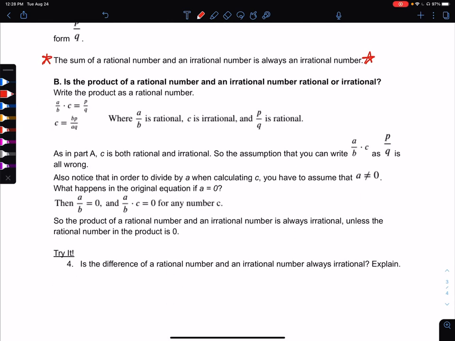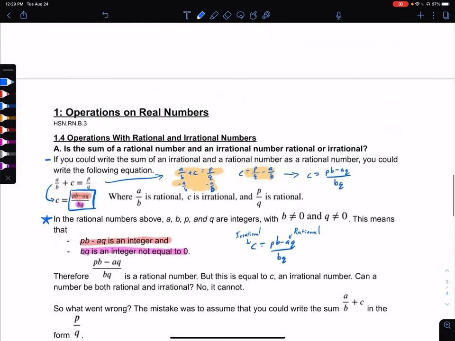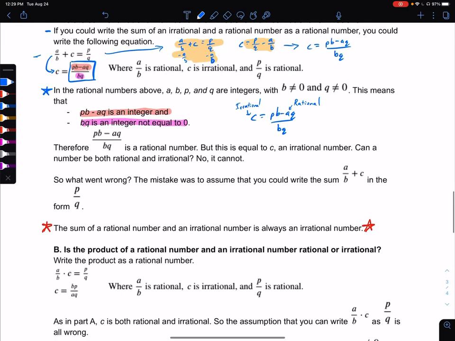Part B is the product of a rational number and an irrational number, rational or irrational. This is quite like what we just did in example 3 and then in part 4a. So is the product of a rational number and an irrational number rational or irrational? So we're going to write the product as a rational number, which is what we did before, right? So up here, we did AB plus C equals P over Q. So rational plus irrational equals rational.